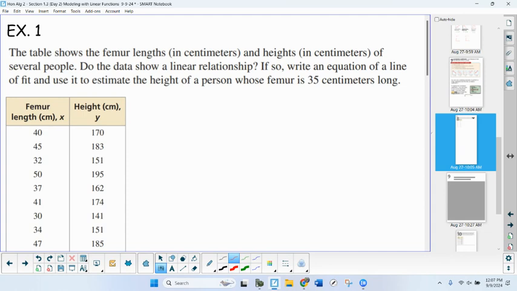I think, did we do this one in class? Yeah, this is one we did by hand, isn't it? Yeah, we had to draw it, go from 40, we had to do the scale. Watch how cool this is.